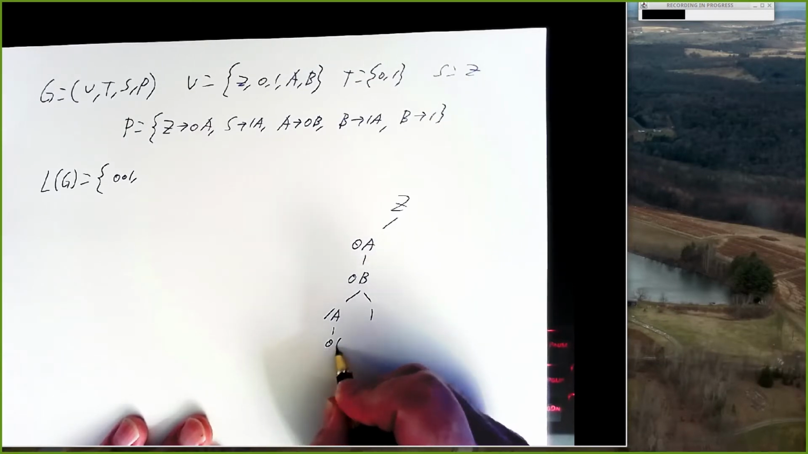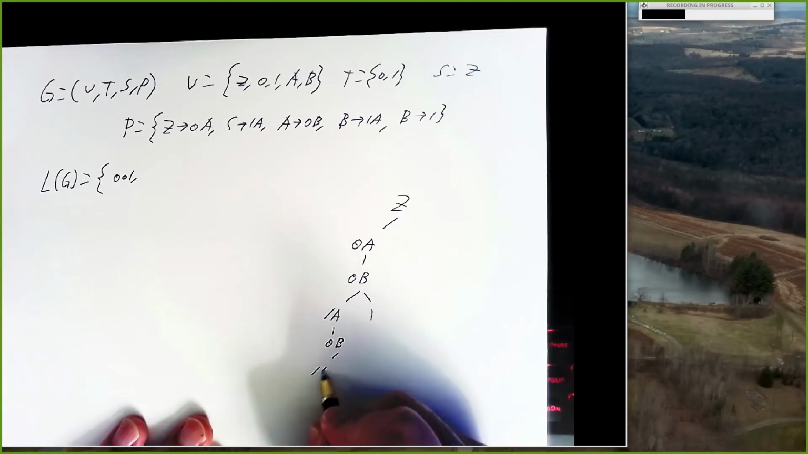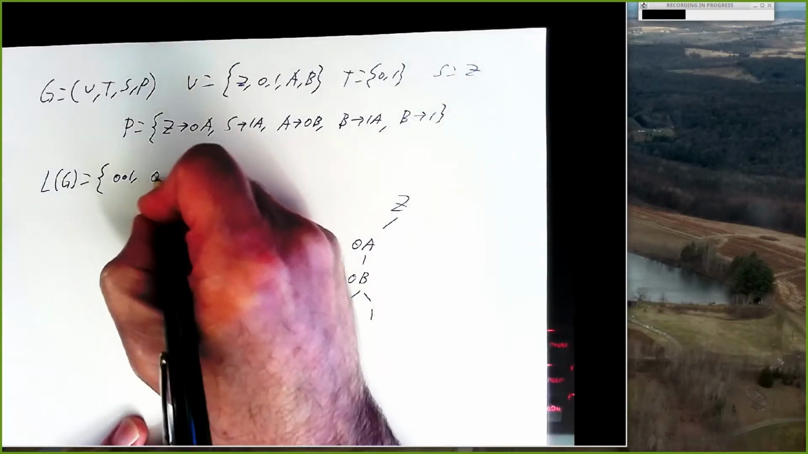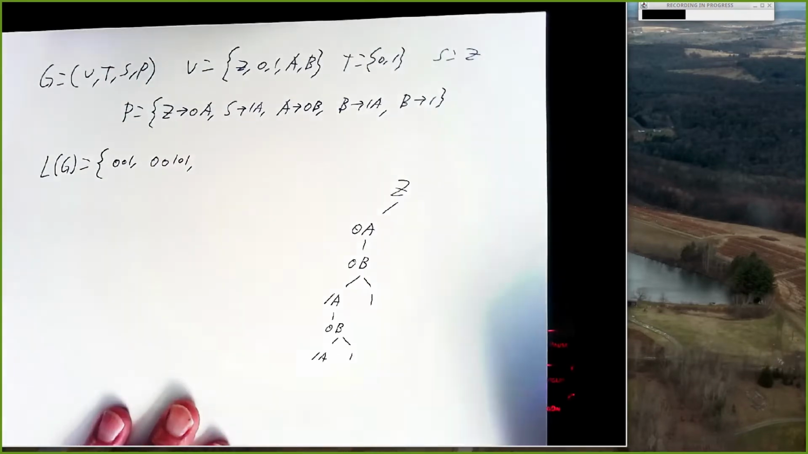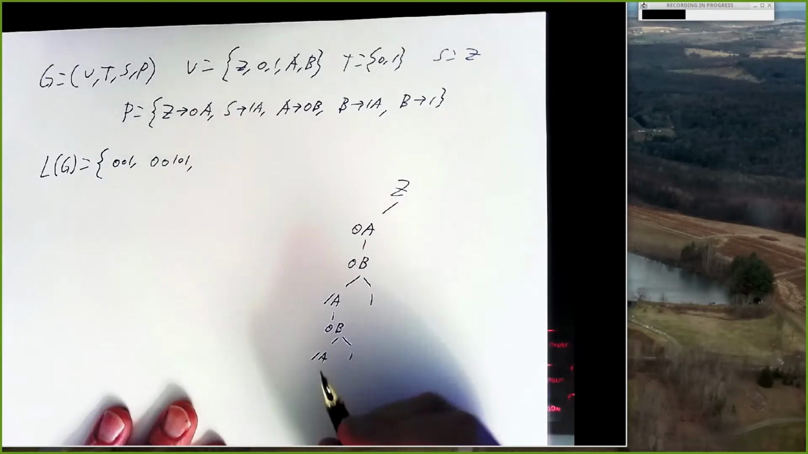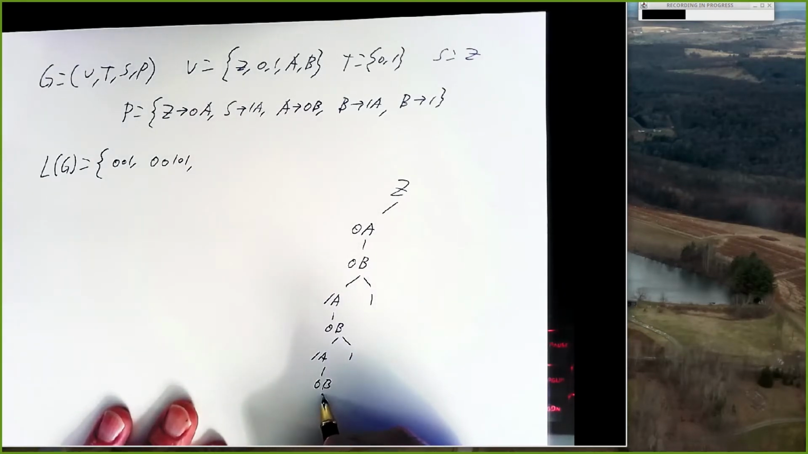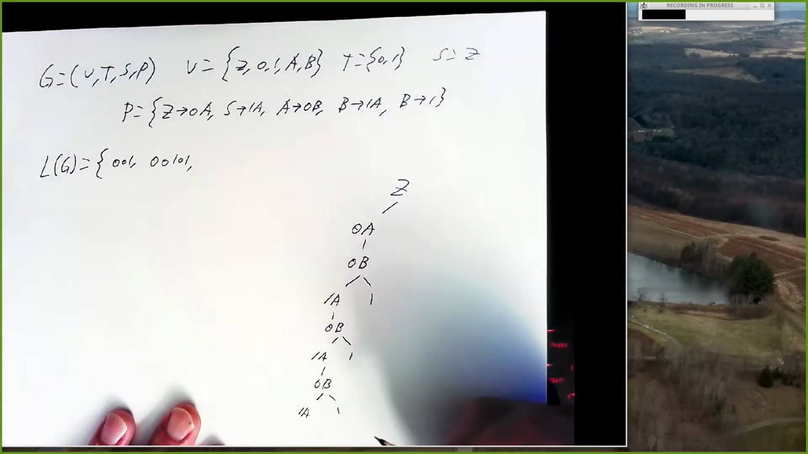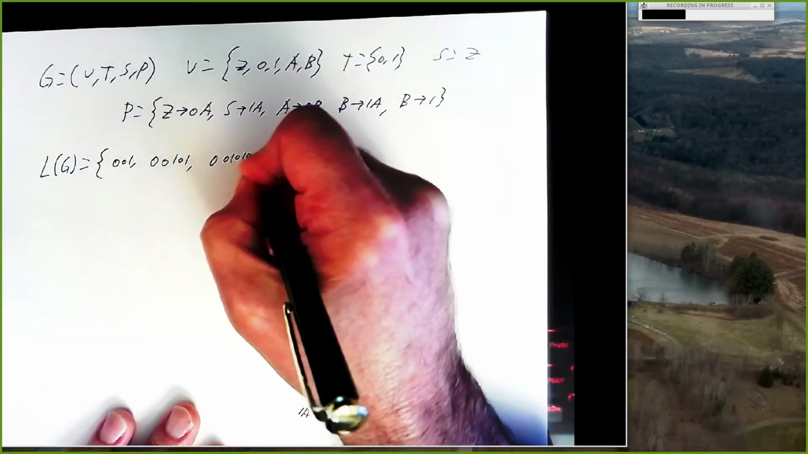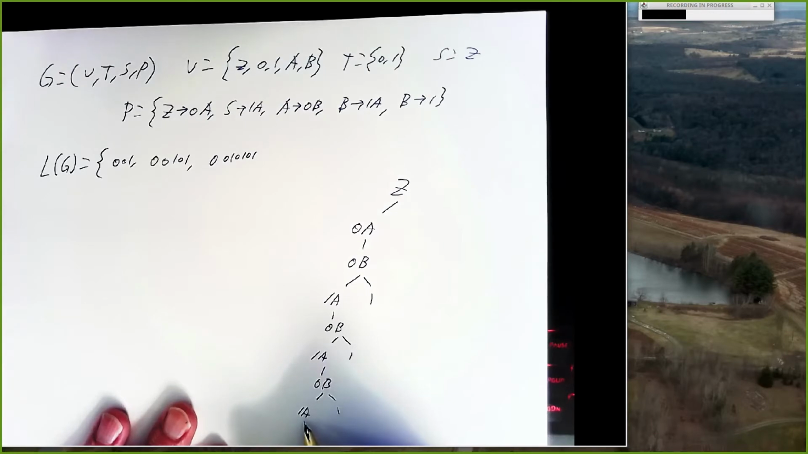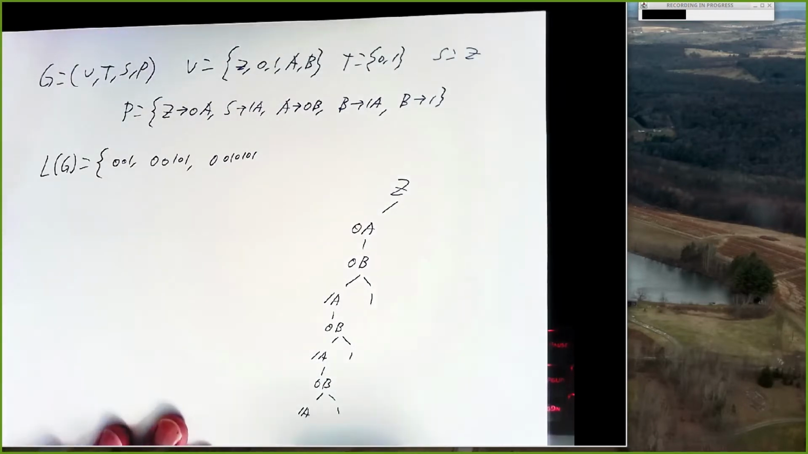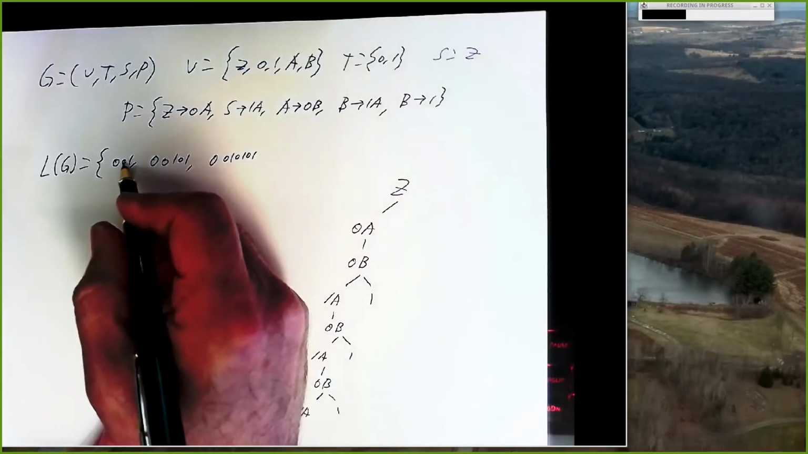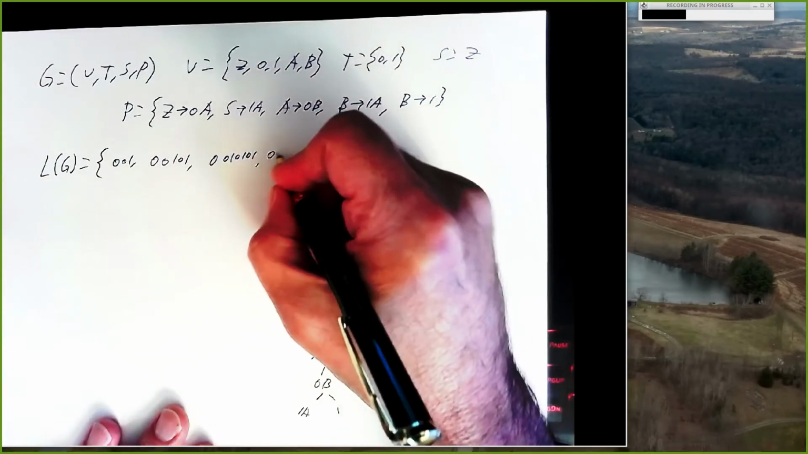Well, it goes to a 0B. And a B can go to either a 1A or a 1. If it goes to a 1, we've got a 0, 0, 1, 0, 1. If it goes to a 1A, this A goes to a 0B, and that goes to either a 1A or a 1. If it goes to a 1, we have a 0, 0, 1, 0, 1, 0, 1. If it goes over here, we can keep doing this and eventually come down to going off to the right to a 1.